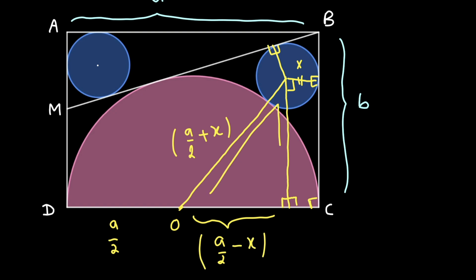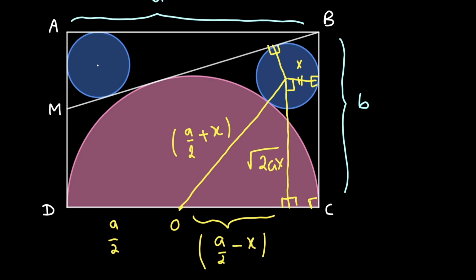Now look carefully, here we have a right angle triangle. The hypotenuse is a upon 2 plus x, the base is a upon 2 minus x. Hence, by applying the Pythagoras theorem in this right angle triangle, the value of the height will turn out to be square root of 2ax.